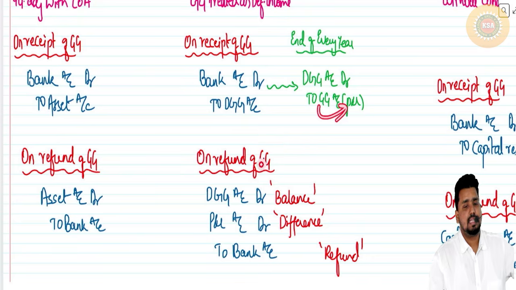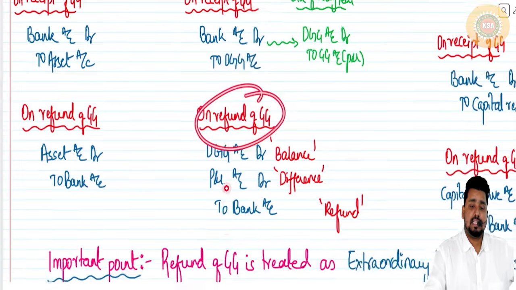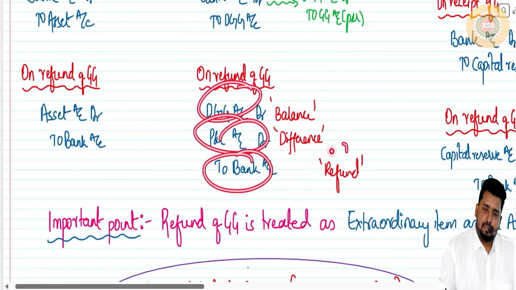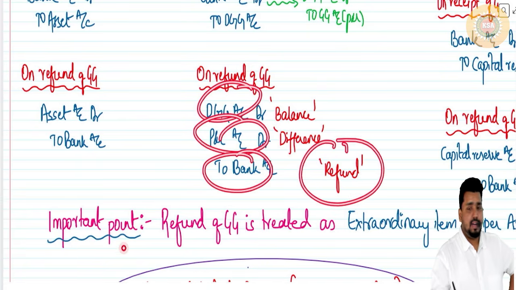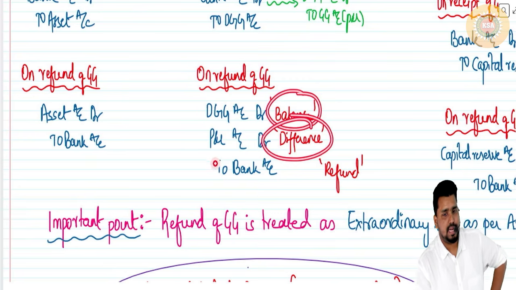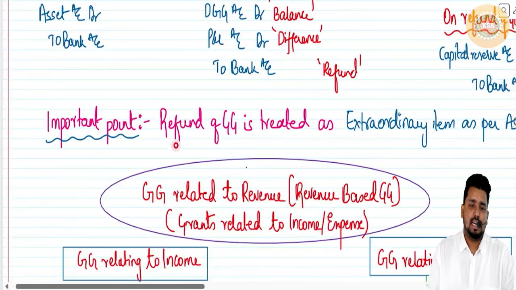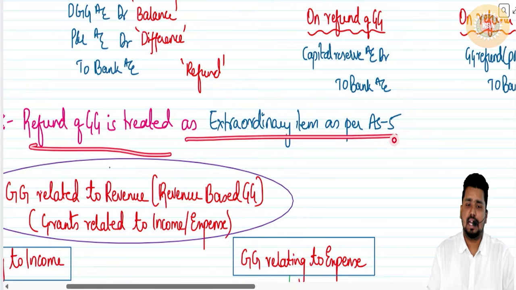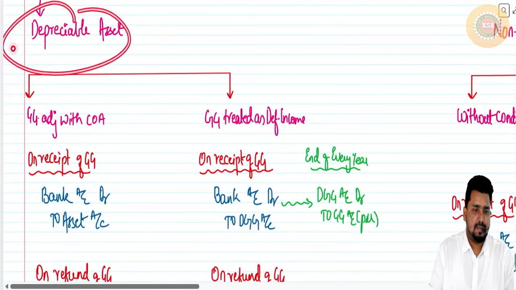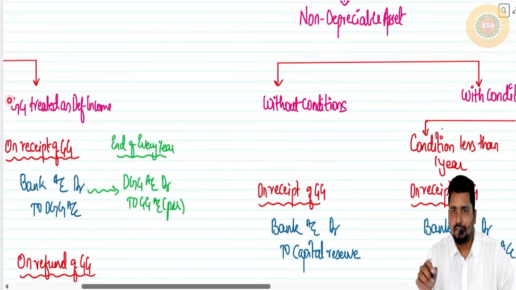Correct? Sir, I am refunding. Then what is the journal entry? DGG account debit, P&L account debit, to bank, always with the amount of refund. This is with the balance in DGG, and the difference should be taken to P&L. Refund of government grant is treated as an extraordinary item. Clear? Sir, for depreciable asset you said this. Shall we complete it for all the assets now?